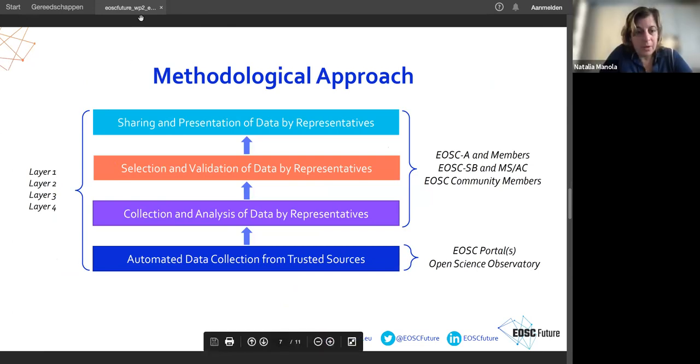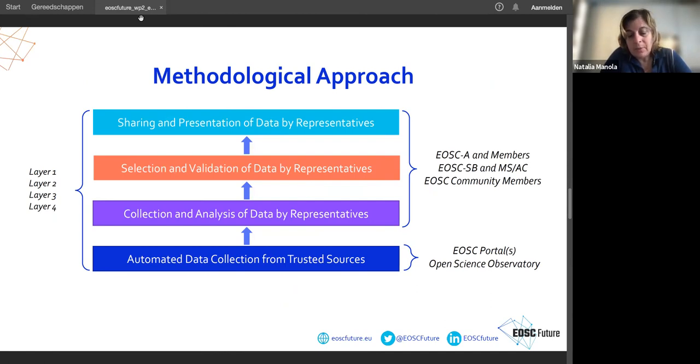Okay, thank you, Gareth. So what Gareth has explained is the overall framework. Now it's about implementation time, and we have already started this. And this is a few facts about our methodological approach.